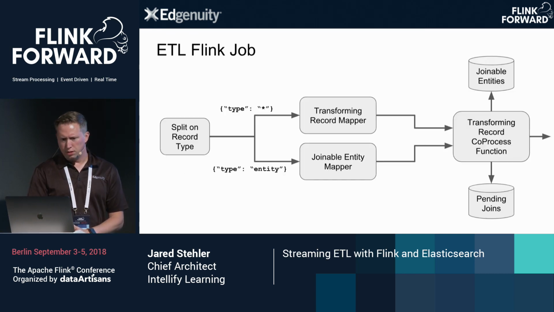This is an overview of the Flink job that shows how we split on record type. We split out all the records that are type entity and push them off towards the joinable entity mapper that uses the join registry to figure out which records it wants to store for later.